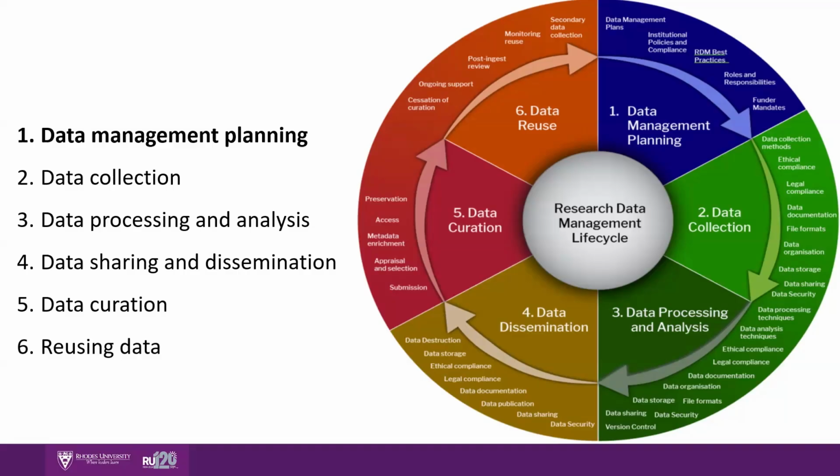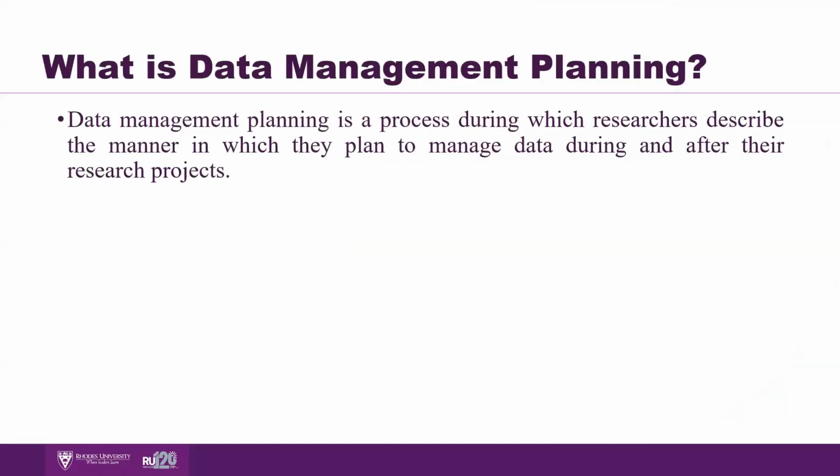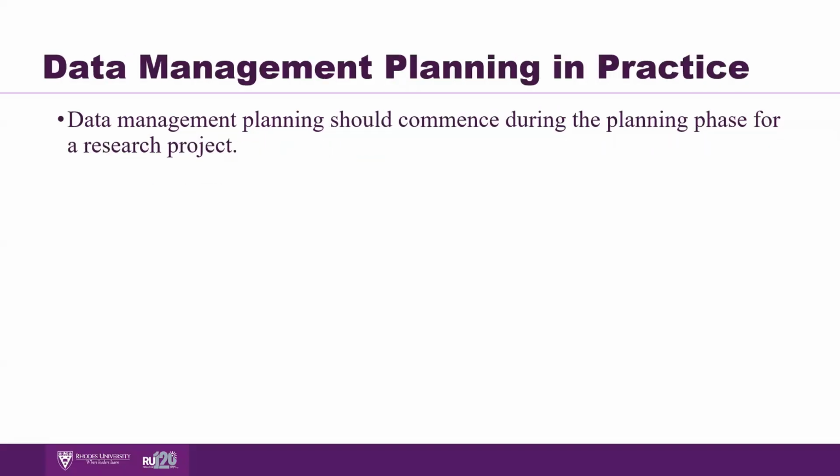So let's delve a bit deeper into data management planning. What is data management planning? Well, you can see the definition on the screen there. It's a process during which researchers describe the manner in which they plan to manage data during as well as after research projects. So things don't end just because a project has come to a close or to a conclusion. In practice, data management planning is something that should commence during the planning phase for a research project. That should be fairly obvious. So if you're supposed to apply for research funding or ethical clearance, you should already have a data management plan in place.